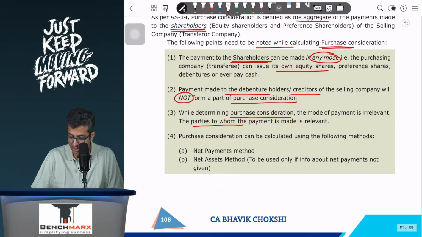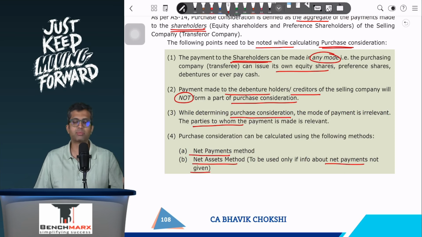So your purchase consideration can be calculated by the following methods: the net payments method, or the net assets method, to be used only if information about net payments is not given. Sometimes the institute also asks you to calculate an exchange ratio using something called intrinsic value. Intrinsic value is the real value of the share.